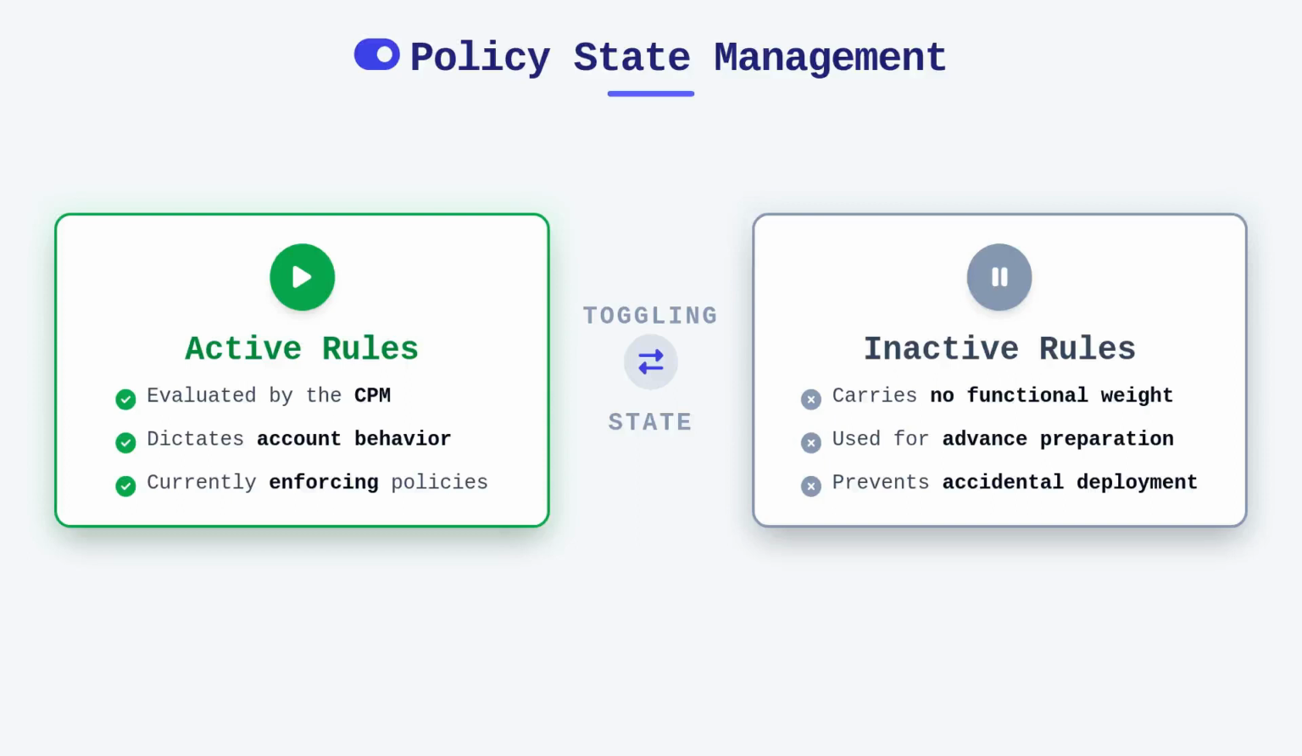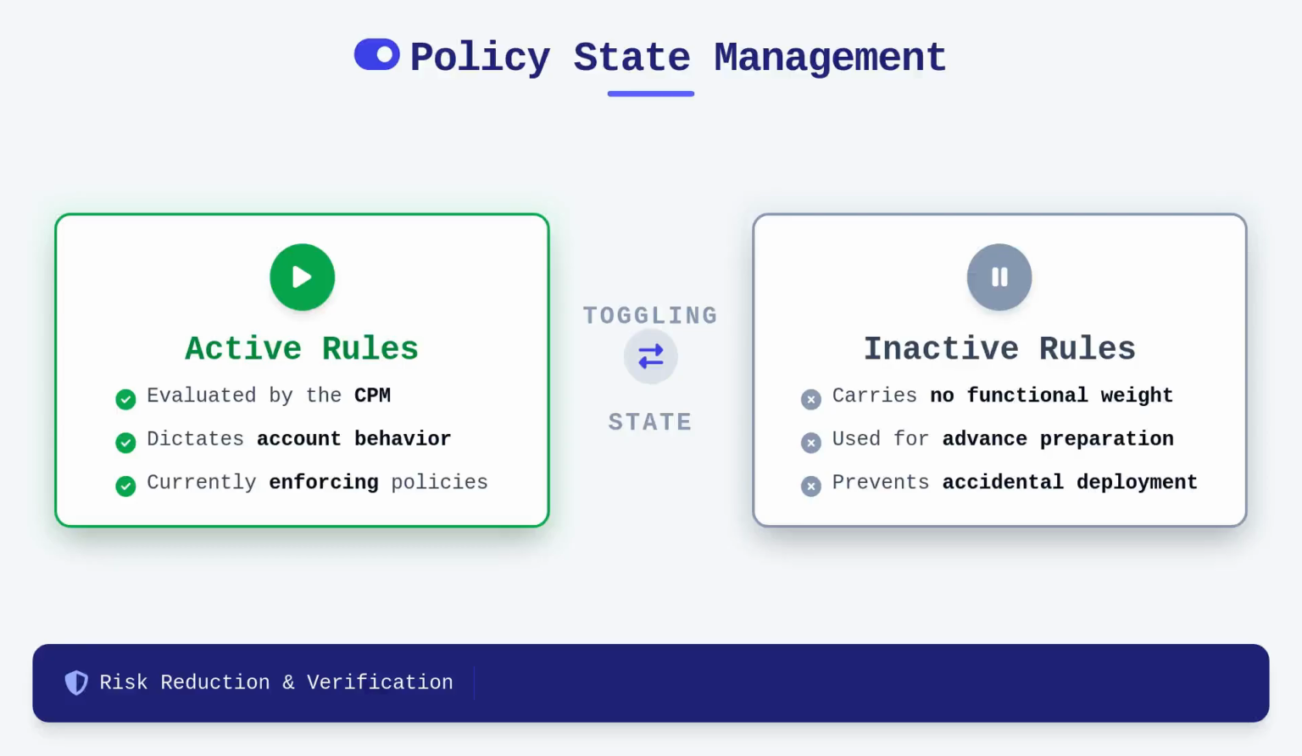It can be useful to think of this in terms of state management. You are essentially toggling the enforcement state of your policy engine. By keeping rules inactive, you reduce the risk of accidental deployment, ensuring that your changes to the environment are intentional and verified. As you gain more experience, you will find that managing these states is essential for maintenance windows, especially when you need to pause enforcement for specific account types without modifying the underlying policy values.